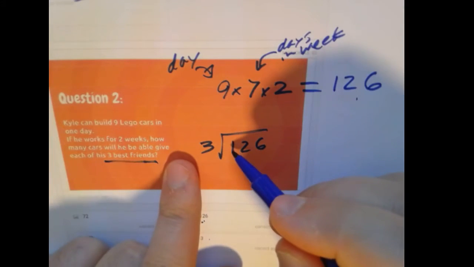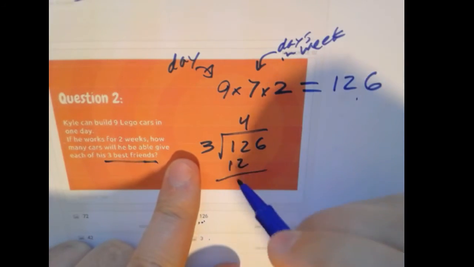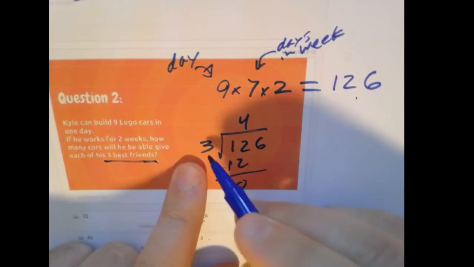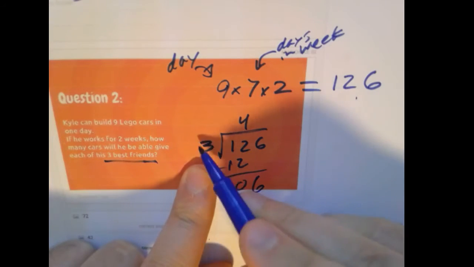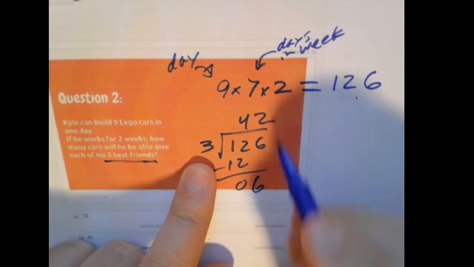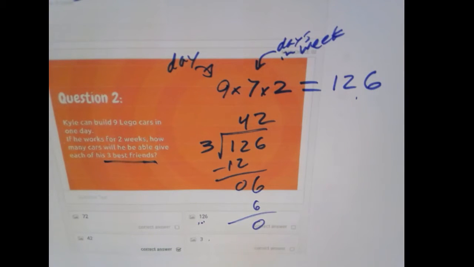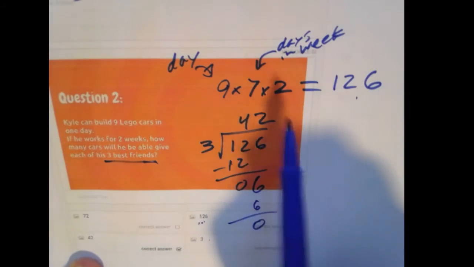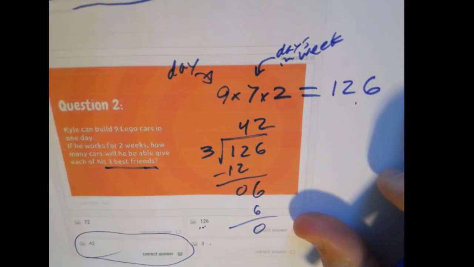Does 3 fit into 1? Nope. Does it fit into 12? 3 times 4 is 12. And then we drop the 6. Does 3 fit into 6? 3 times 2 fits into 6. 2 times 3 is 6. And we get down to 0. Okay. So really the answer we're looking for is he can give 42 to each of his friends.